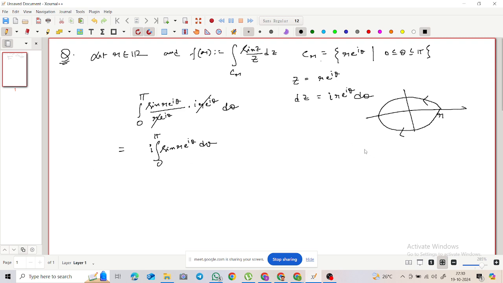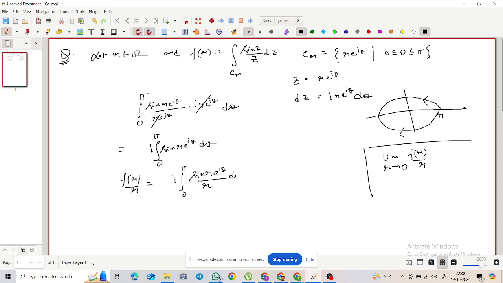What is the question? What are you required to find? The limit as r tends to 0 of f(r) by r. So if we compute f(r) by r, what is that? It is i times the integral from 0 to pi of sin(r e to the power i theta) by r d theta.